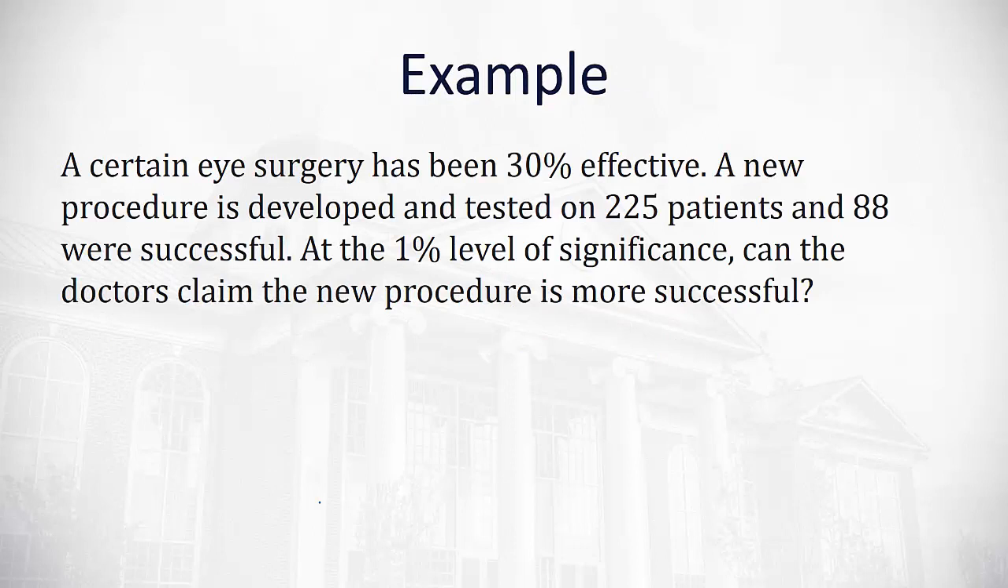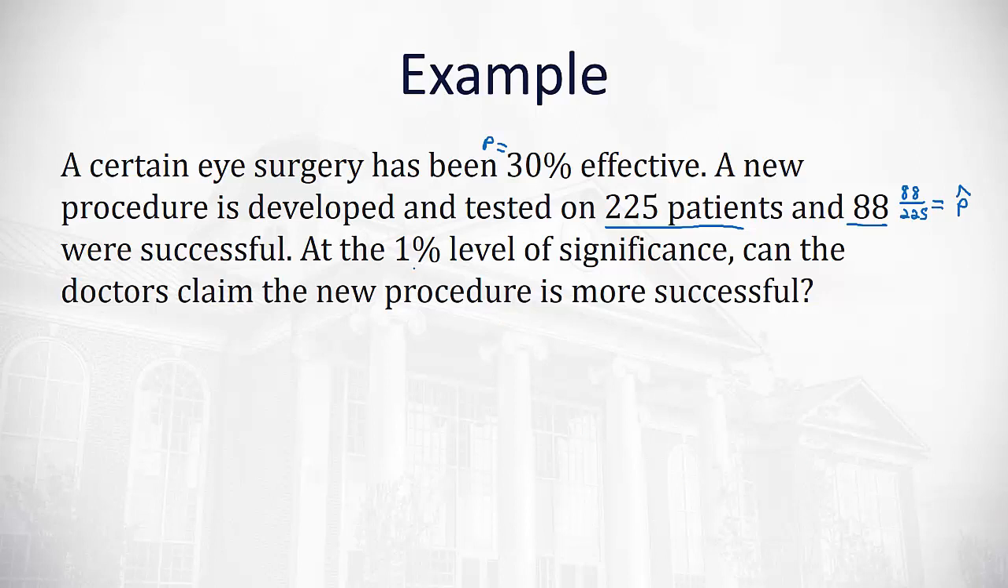So let's take a look at an example. A certain eye surgery has been 30% effective. That's overall for the entire population, so that's going to be our p. A new procedure is developed and it's tested. Here's our sample: 225 patients, 88 were successful. So 88 were successful out of 225. That's our sample proportion, p hat.